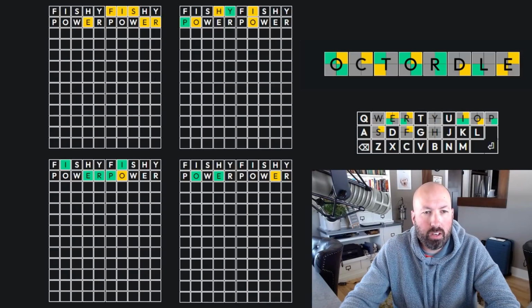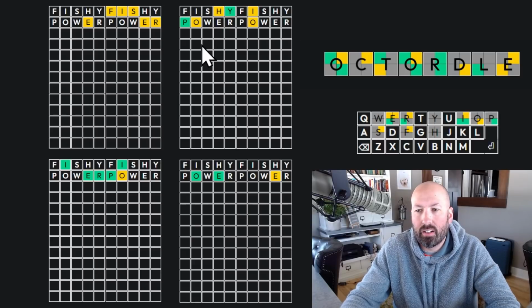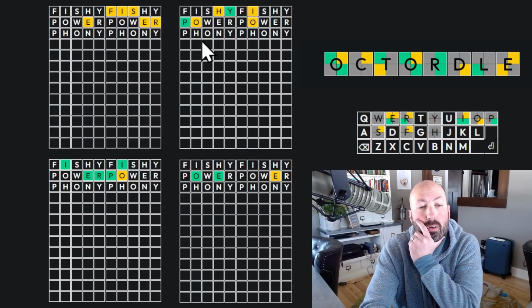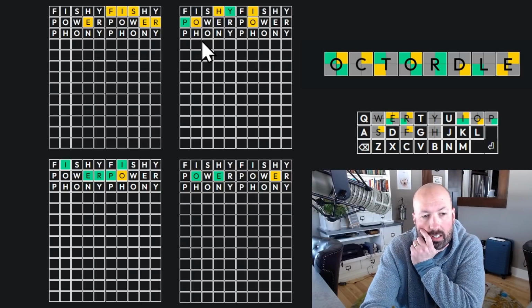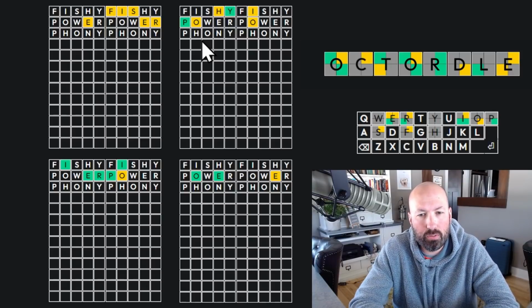Now, we've got this word, let's see, where is it? Down here. We're going to call this word 5. We're going to call them 1, 2, 3, 4, 5, 6, 7, 8, unless I forget and call them something else. This one, we've got the P. Okay, so it's got to be PH. No, it could be phony. Phony seems likely. Phony seems good. So we've got maybe reefs and phony.